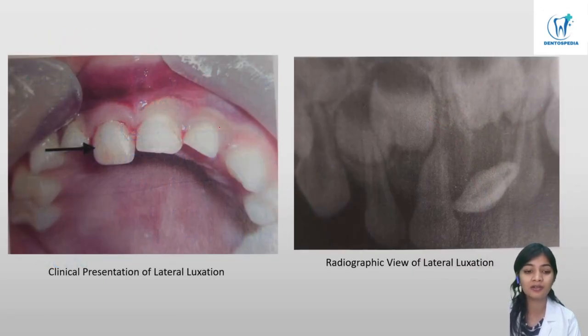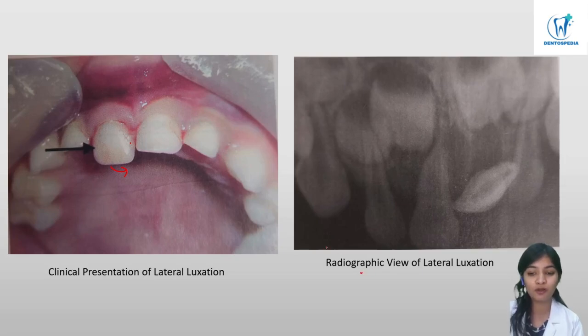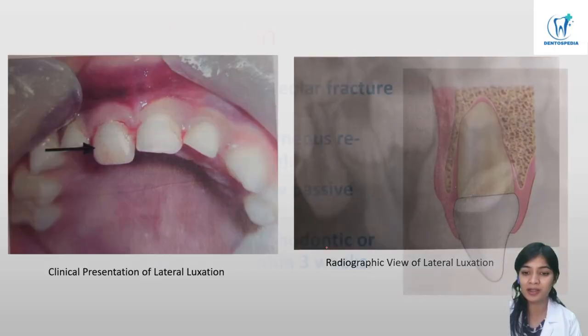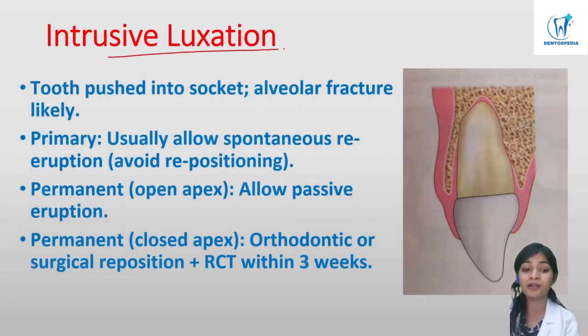So see, this tooth has been displaced palatally. So this is an example of lateral luxation. You can see in the radiograph as well. This is a radiographic view of lateral luxation. Are you getting this? Now next is intrusive luxation.